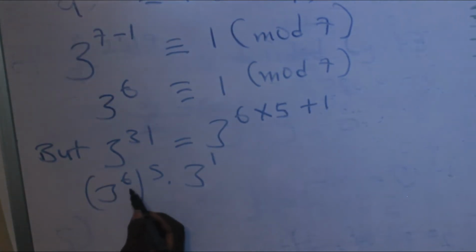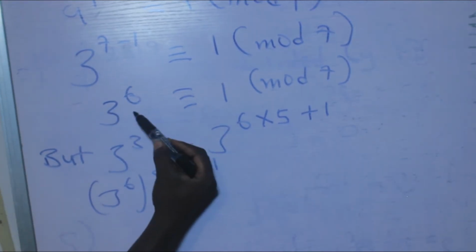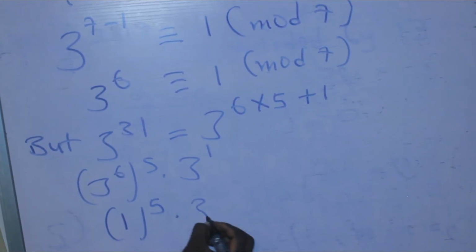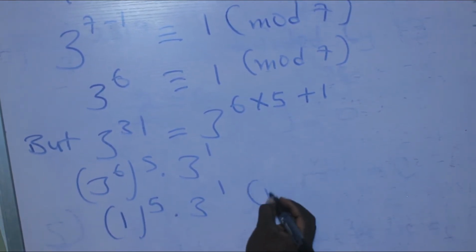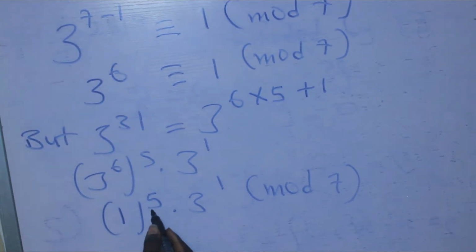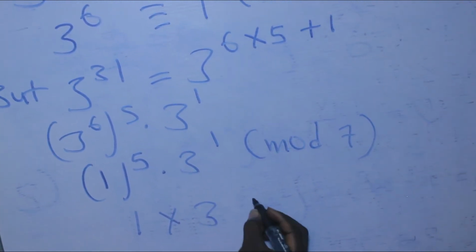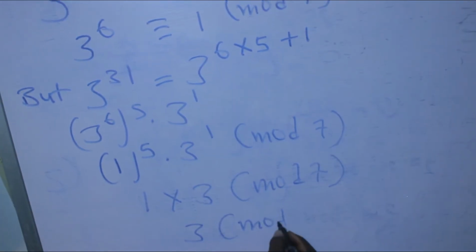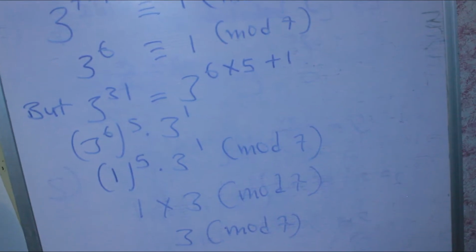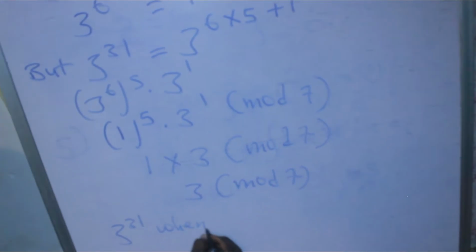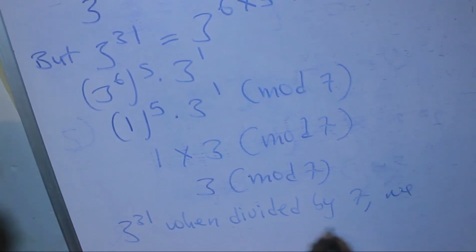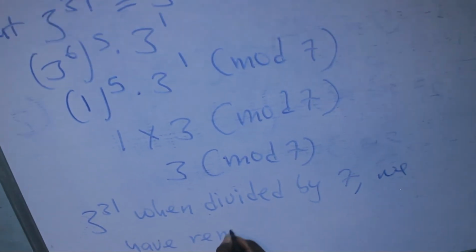But we say 3 raised to the power 6 is congruent to 1, which means the remainder when 3 raised to the power 6 is divided by 7 is 1. So we put 1 raised to the power 5 dot 3 raised to the power 1, mod 7. 1 raised to the power 5 is 1, times 3 raised to the power 1 is 3, mod 7. So 3 raised to the power 31 when divided by 7 has remainder 3.